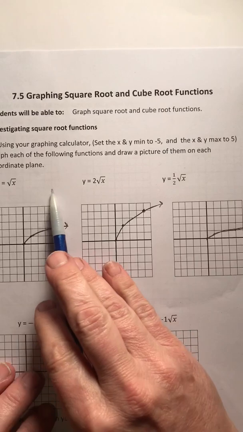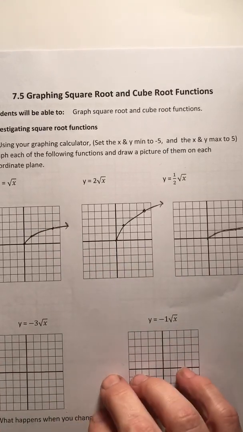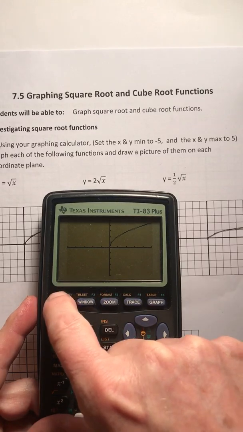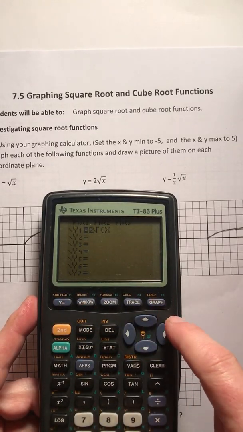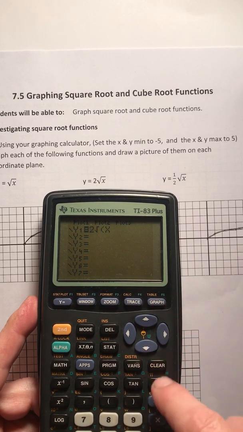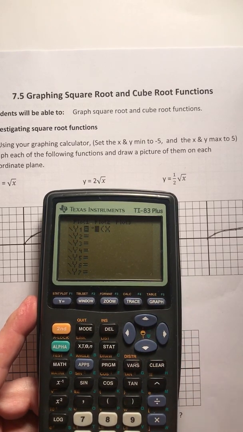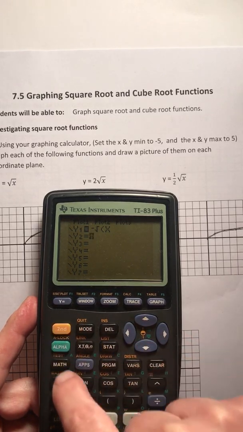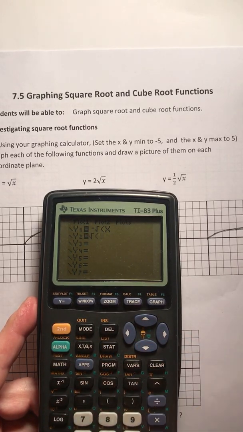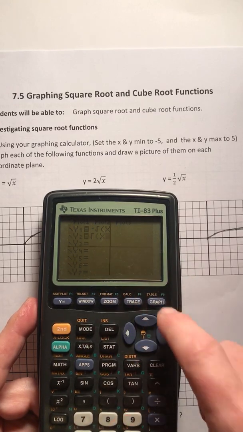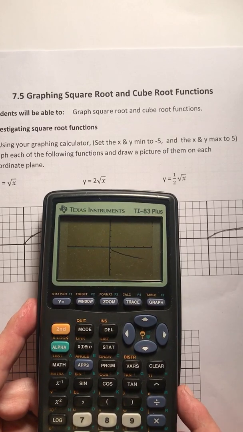This graph is actually half of a parabola. I just want to show you this real quick. If I go back here, I'll change this and make it negative. And then I'll go down here and put in the positive square root of x. And if I graph both of them together, you see, I get the parabola shape. It's like a sideways parabola.